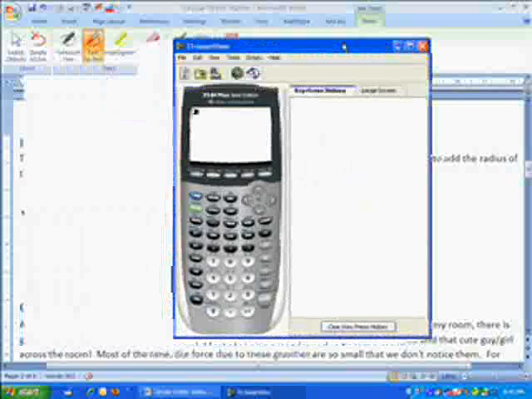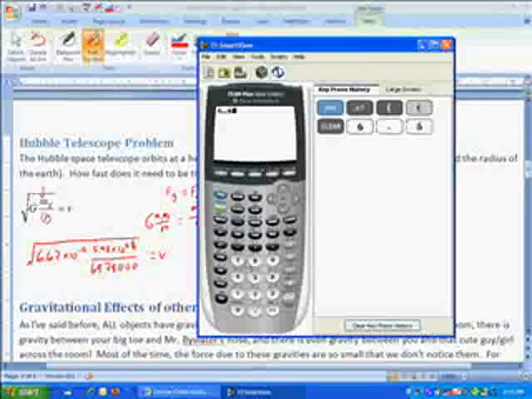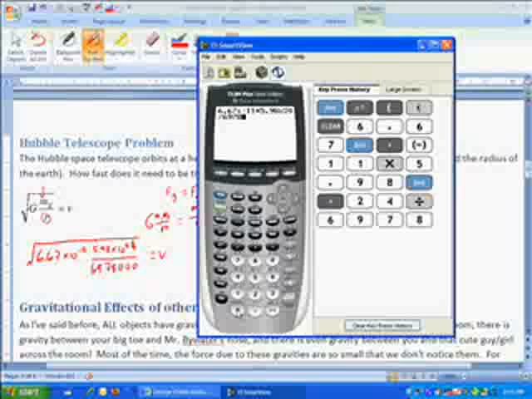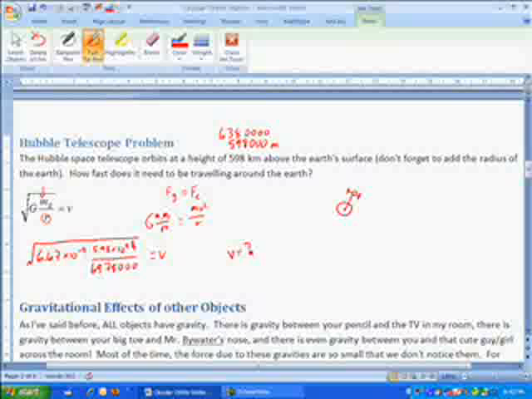Okay, so we'll go ahead and do that. We'll say the square root of, I guess it's already given me the parentheses, so 6.67 e to the negative 11th times 5.98 e to the 24 divided by 6,978,000, and so we get that, and it looks like it took my square root off. So there we go, 7,560. So the velocity is 7,560 meters per second.